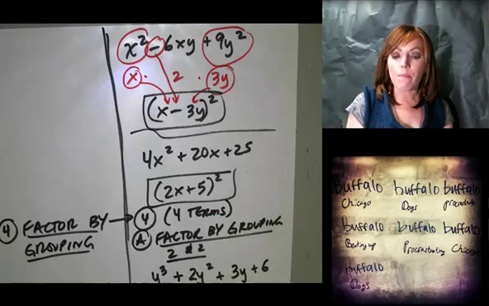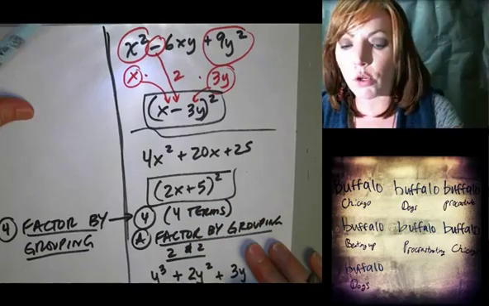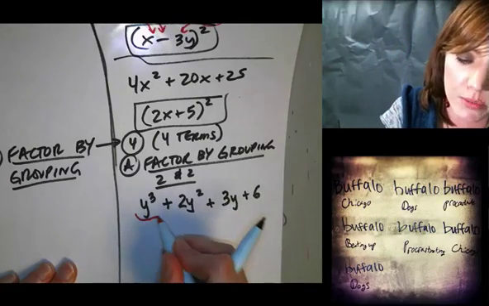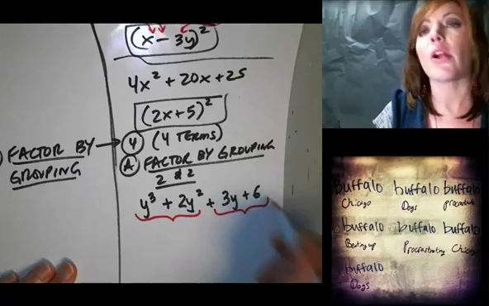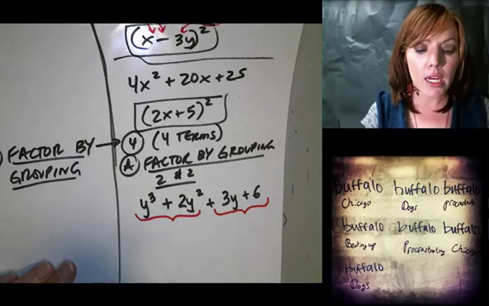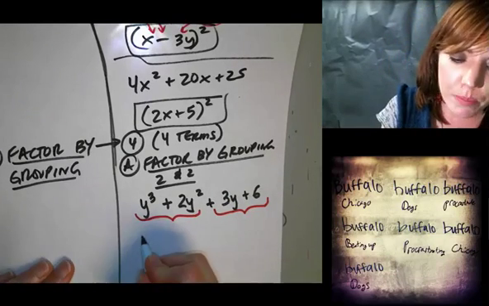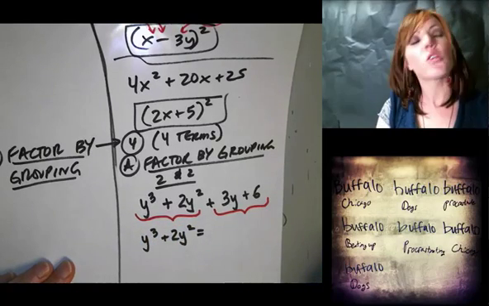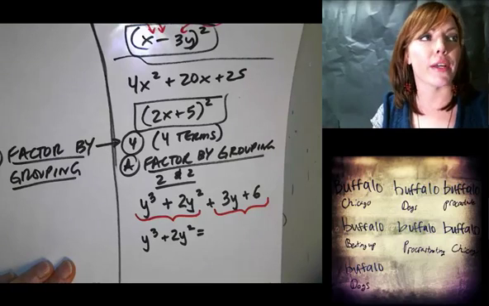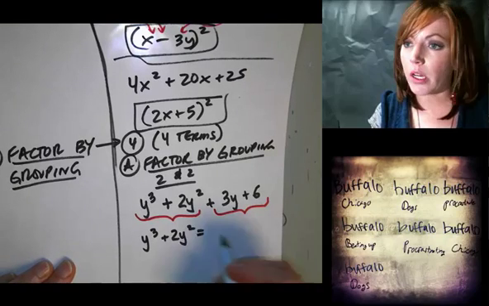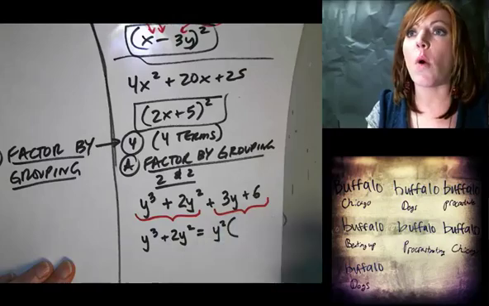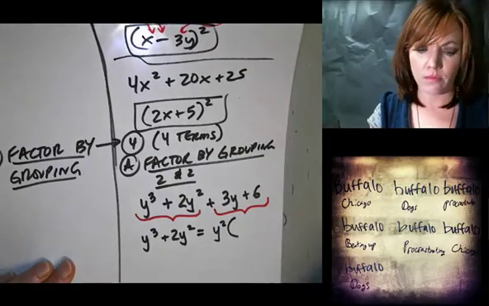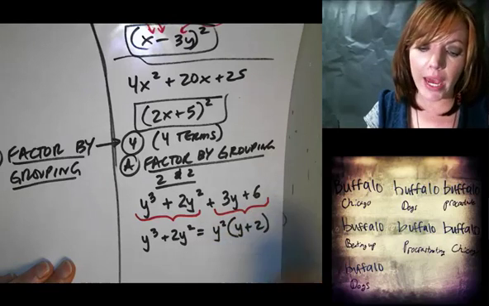Okay? In this first one, if we're factoring by grouping 2 and 2 together, all that means is we're going to group the first 2 terms together and the last 2 terms together, and then factor those individually. So the first group is y cubed plus 2y squared. So within that first group, what is the greatest common factor there? Good, y squared. And when we factor out y squared, what are we left with? Y plus 2, good.